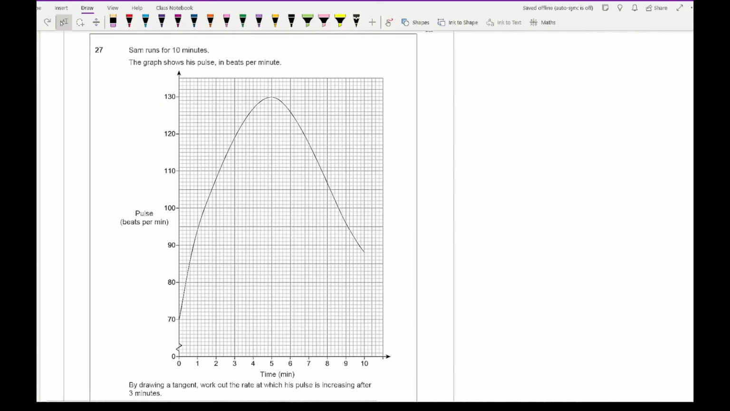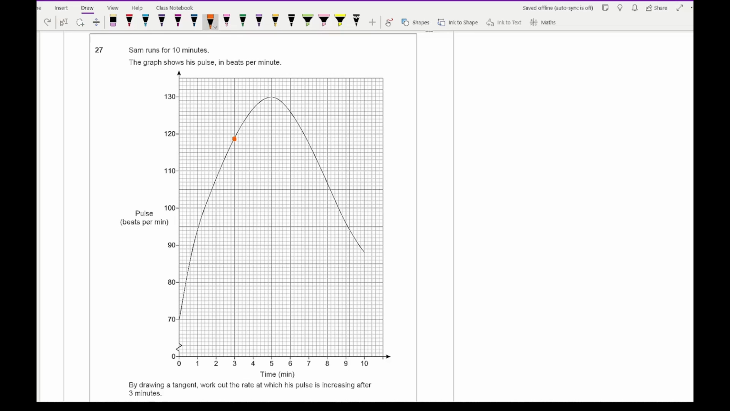Now moving on to question 27, it says Sam runs for 10 minutes. The graph shows his pulse in beats per minute, and the question is asking, by drawing a tangent, work out the rate at which his pulse is increasing after 3 minutes. Give units for your answer. Now for this one, there are multiple possible answers, and it all depends on how you are doing this. The first thing you need to do is find 3 and mark the point.